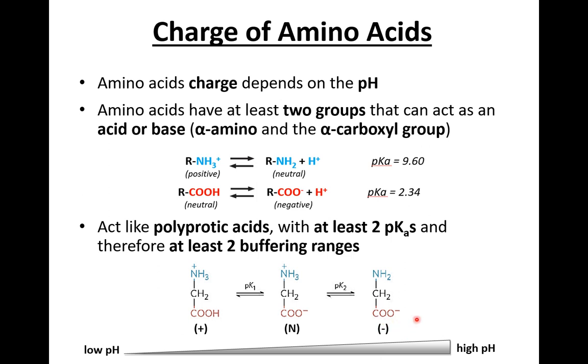But I hope you can start seeing how the charge of the amino acid is highly dependent on the pH. It's completely dependent on the pH of the solution it is found in. If you put it in a solution with a very high alkaline pH, you would have a negatively charged amino acid. Put it at a very low pH, you would have a positively charged one, and you can transition through the neutral form as well.